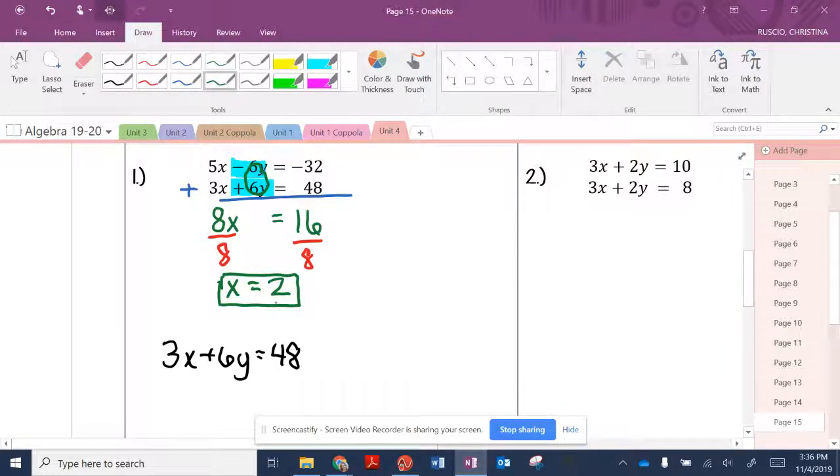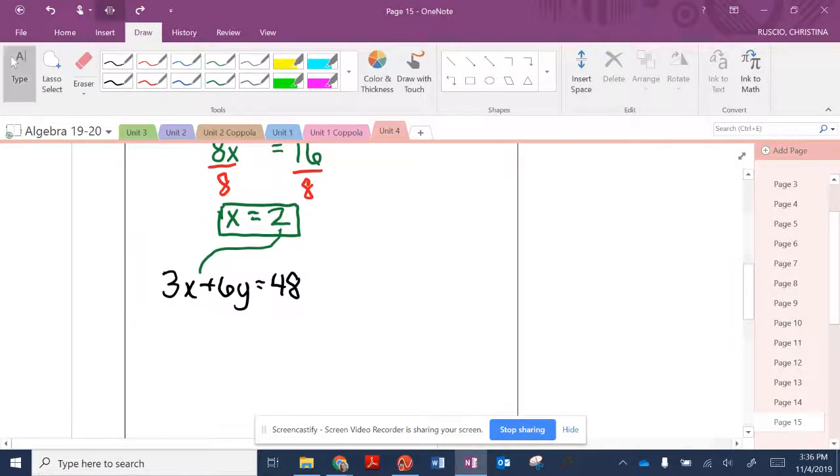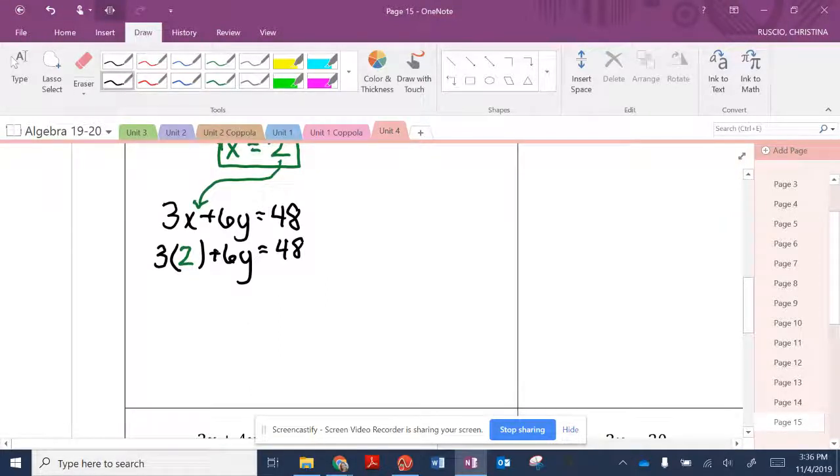Now check it out. X is 2. So even though the method is called elimination, we are going to do a little bit of substitution here. Anytime we see an x value, we are going to sub in 2. So everything else looks the same. I'll still have my 3 times 2 plus 6y equals 48. Now we're able to figure out what y is because we only have one variable. So let's just keep on going with it. 3 times 2 is 6 plus 6y.